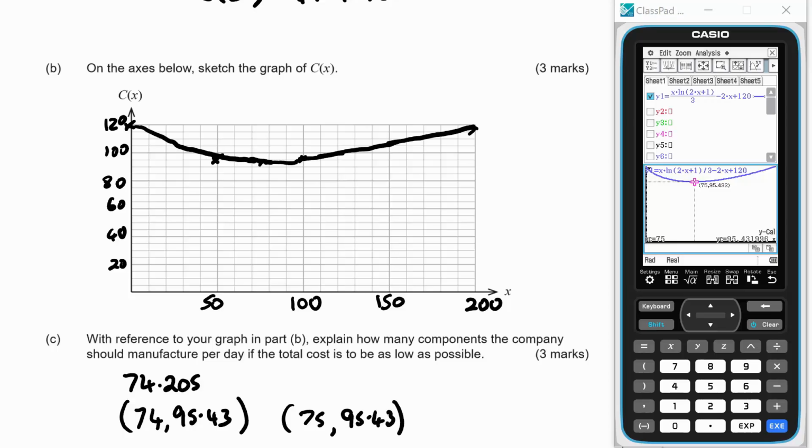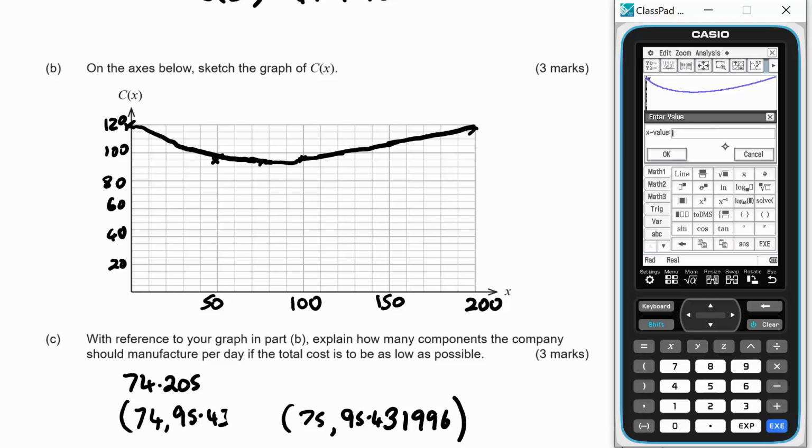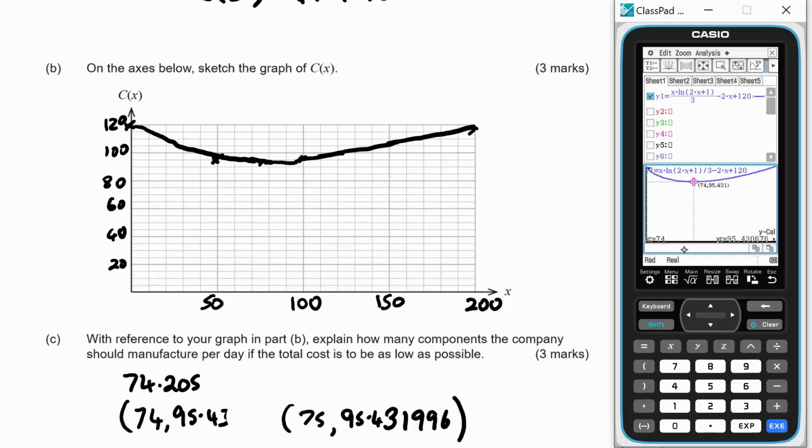So I actually need more decimal places. So that one is 431996, and go back and do the 74 again. 74, and that is 4306. So this one's the smallest, so they should produce 74 components.